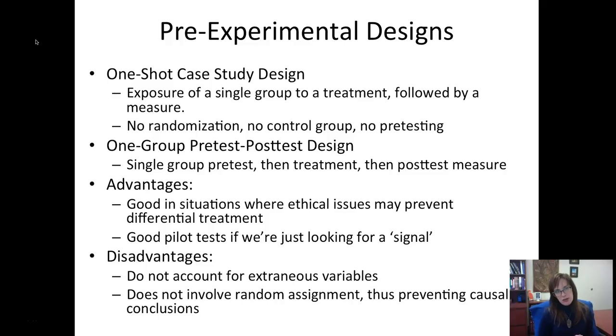Disadvantages, obviously, are that we can't control for all sorts of other stuff that may be happening in the situation, and we don't have random assignment, so we can't make any sort of causal conclusions here.